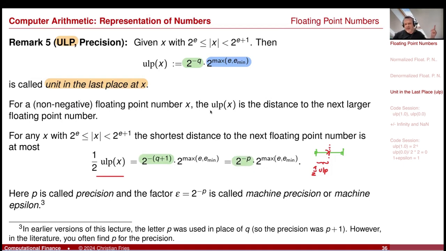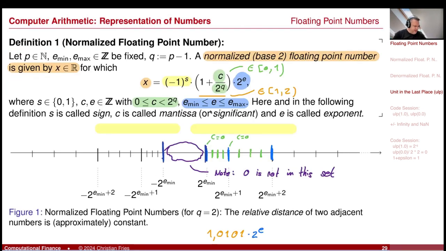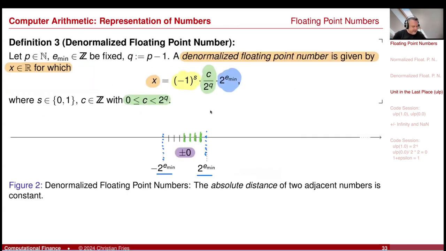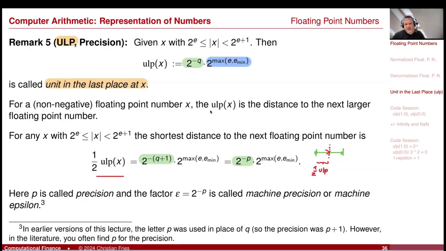My q was p minus 1, and I mentioned that the p in the literature is often used for precision. So this p here is the precision. Actually, it's the number of digits that are represented. But one digit does not occur in my representation because it is actually this digit here, the 1, which is implicit in this representation. So I have q additional digits, plus this 1 would be q plus 1. Or the 0 plus that is standing here, which is an additional digit. So if you combine the two sets, how many digits do you have? You have q plus 1 digits. But often in my formulas, the q is the more relevant exponent.